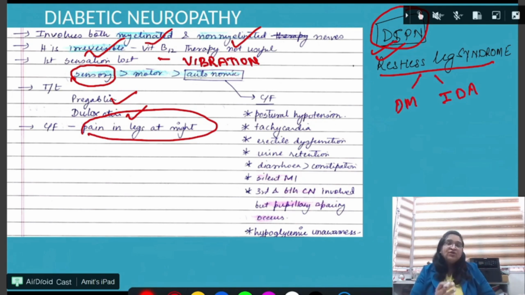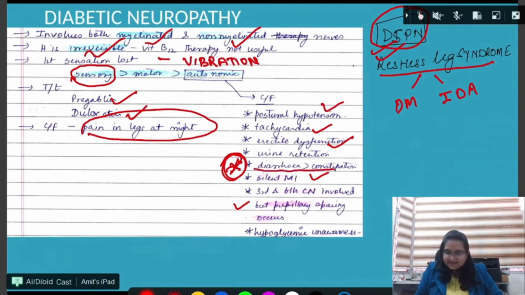Done. Next, autonomic. Autonomic occurs last, meaning it is the least one to occur, but if it occurs, it leads to tachycardia, postural hypotension, erectile dysfunction, urine retention, diarrhea more than constipation. This question has also come. What occurs in diabetes mellitus? Diarrhea, silent MI, and third and sixth cranial nerves are involved, but pupillary sparing occurs. So please remember diarrhea, silent MI, tachycardia, urine retention, postural hypotension.